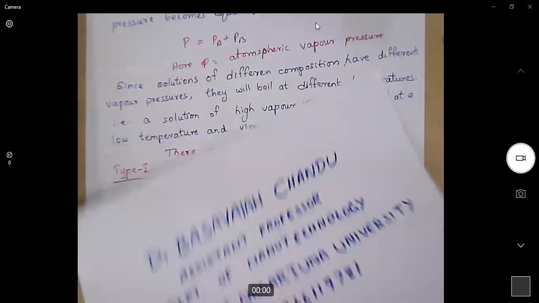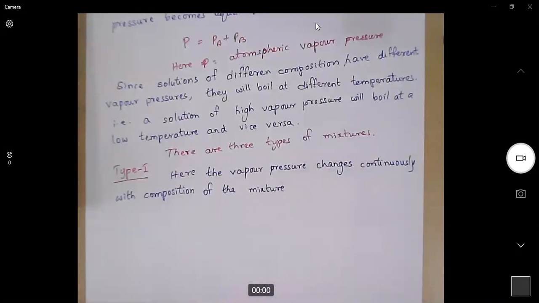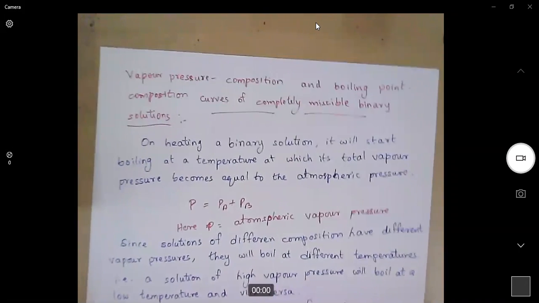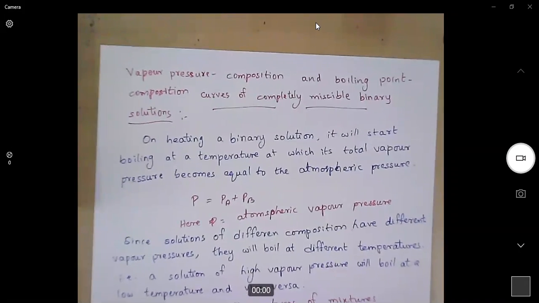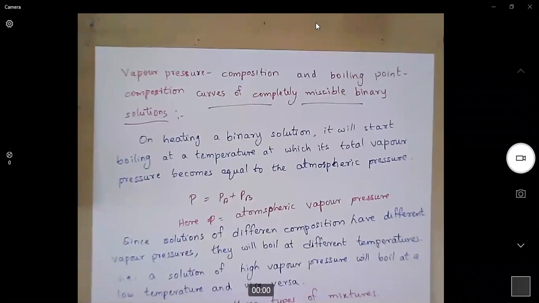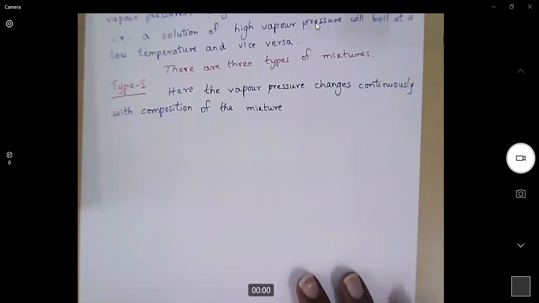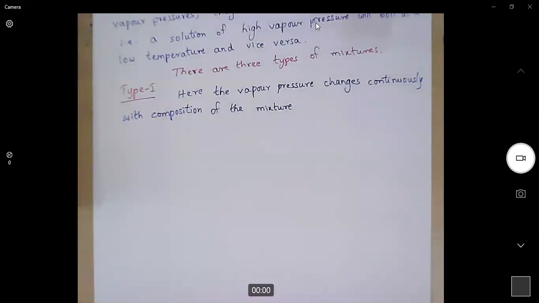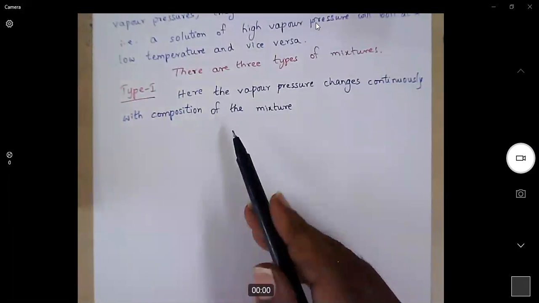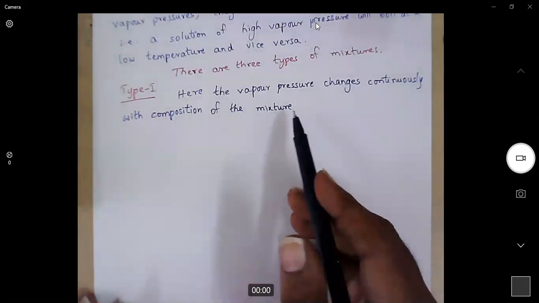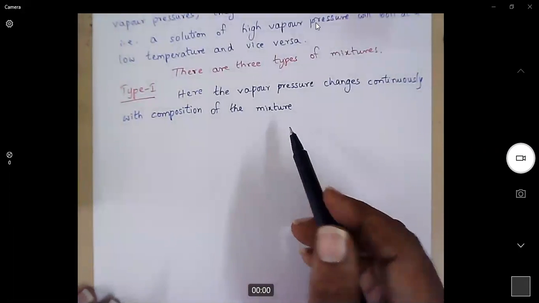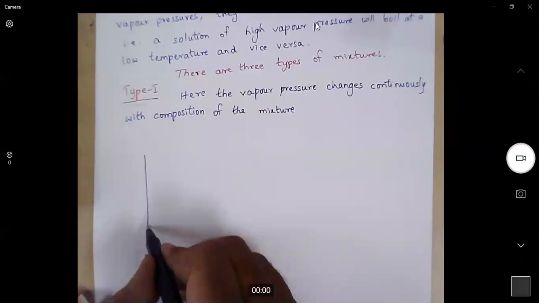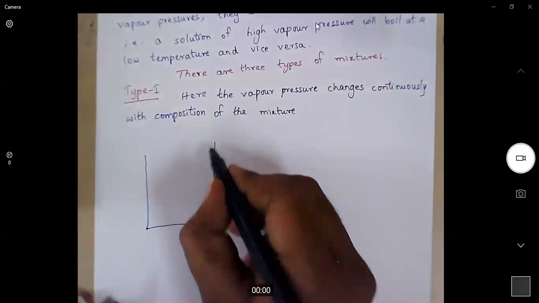We were discussing vapor pressure composition and boiling point composition curves for completely miscible solutions. Again, solutions were classified into three types based on the vapor pressure composition curve. In type 1 solution, the vapor pressure changes continuously with the composition of the mixture. Now we will see how the vapor pressure changes continuously.